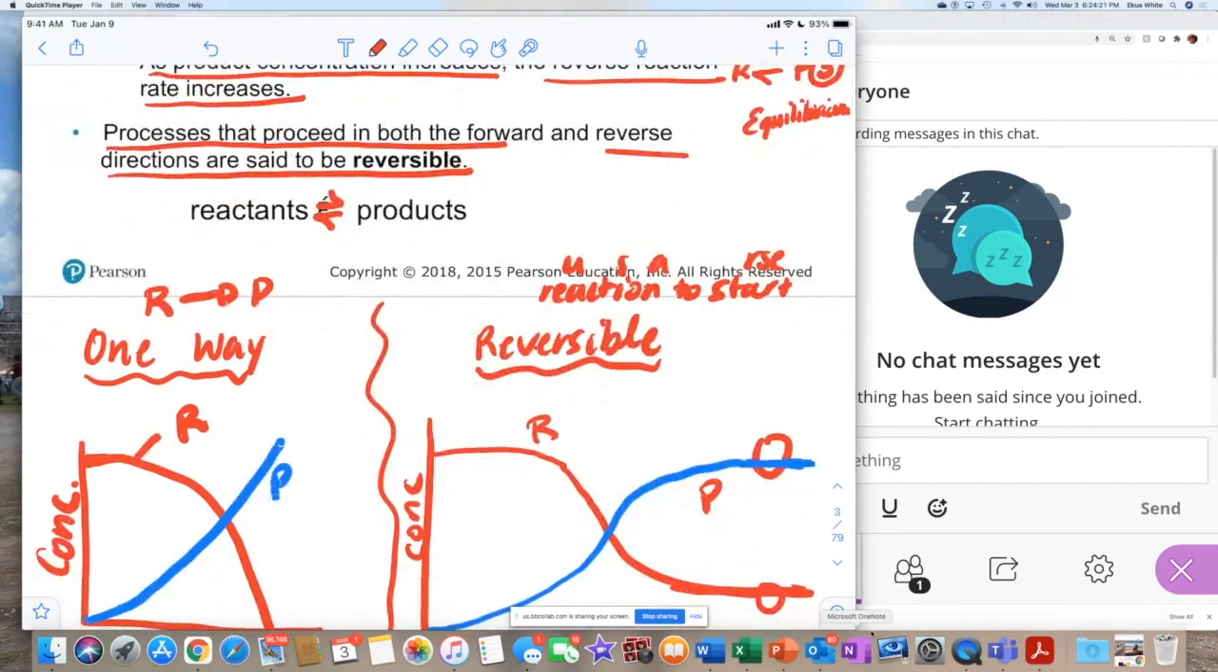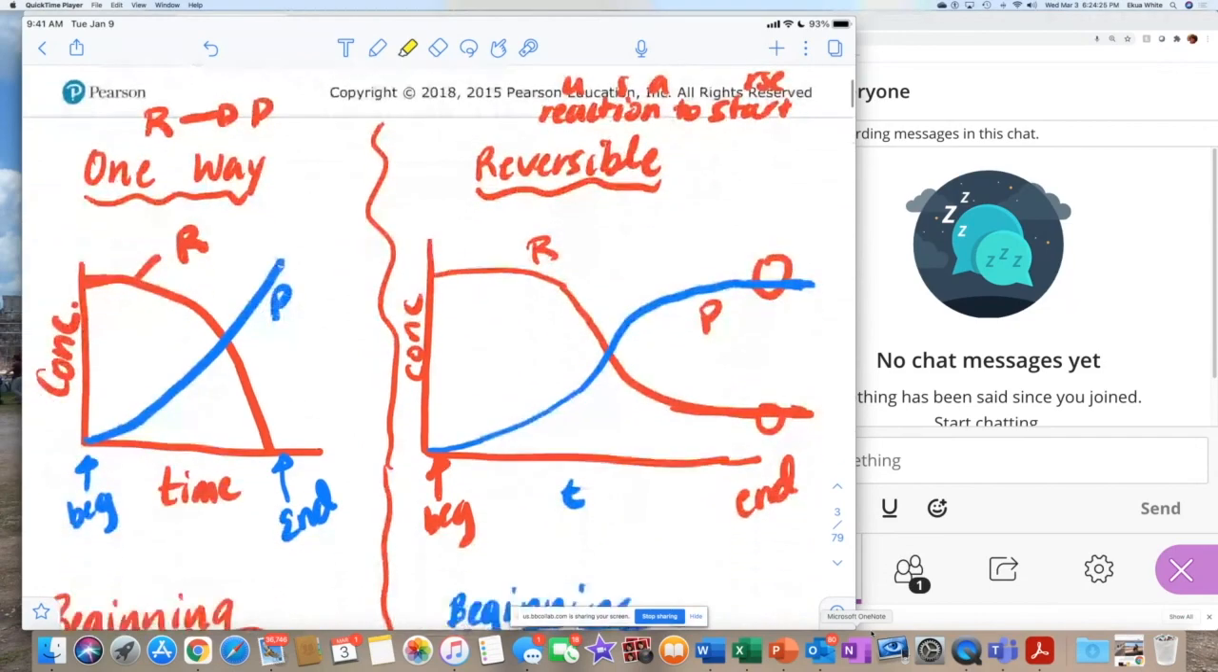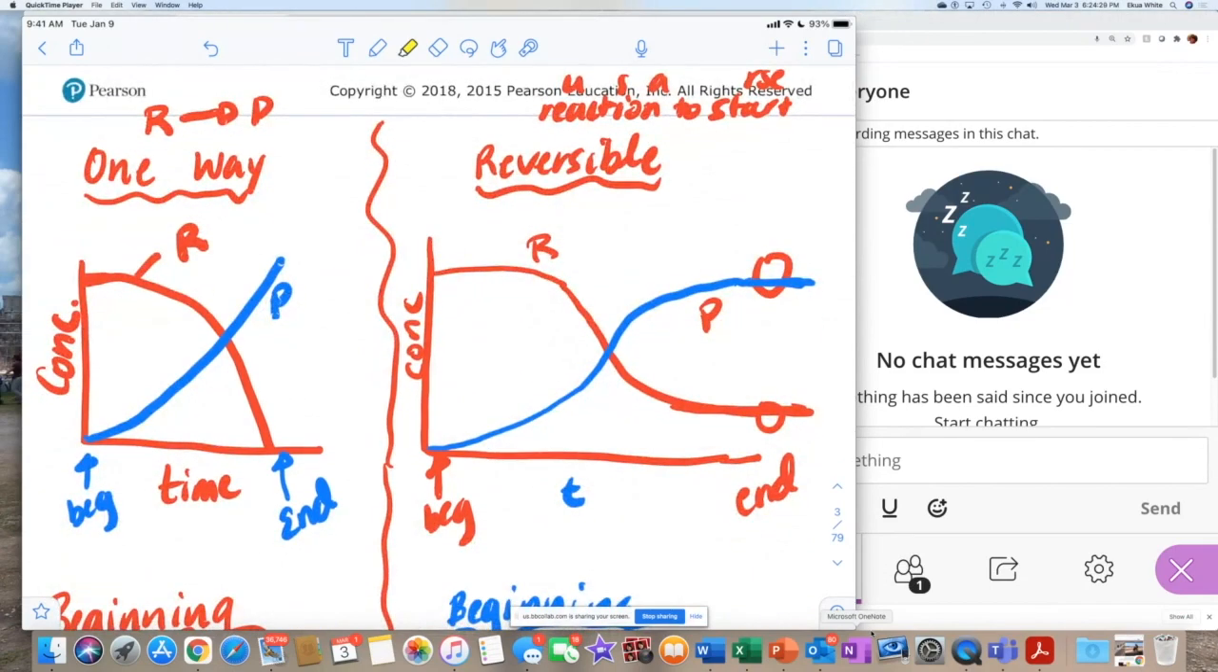So I did work on this earlier to illustrate the difference between a one-way reaction and a reversible reaction. In a one-way reaction, you can see the reactant concentration at the beginning. I have BEG here for beginning, the beginning of time, the beginning of the reaction. You have the maximum amount of reactant present, right? As time goes by, the reactant concentration decreases, dwindles, until the reactant concentration is zero at what we call the end of the reaction, right?